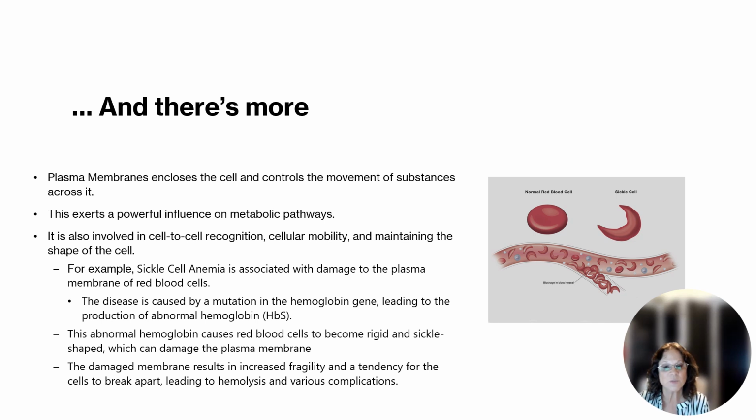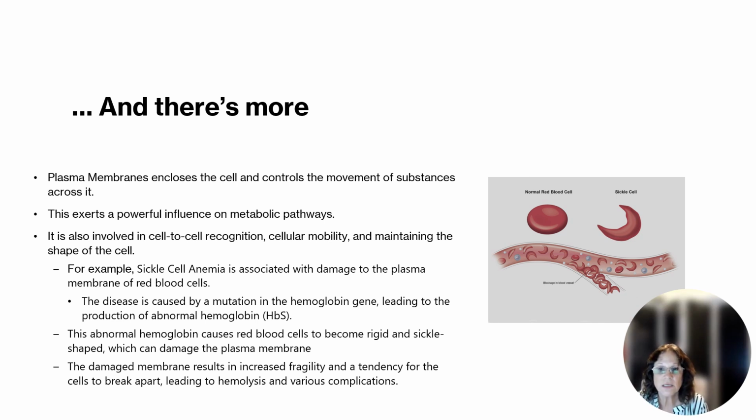And that happens particularly when there are environments where the person is sick, they're dehydrated, or they don't get enough oxygen. So those are things that will trigger this process to happen. And then that plasma membrane becomes very damaged. Well, this damaged membrane results in the cells becoming more fragile and breaking apart, which you can see here. And then it causes hemolysis, which is just a fancy way of saying breaking apart the cell. Hemo is the blood cell, and lysis just means breakdown.